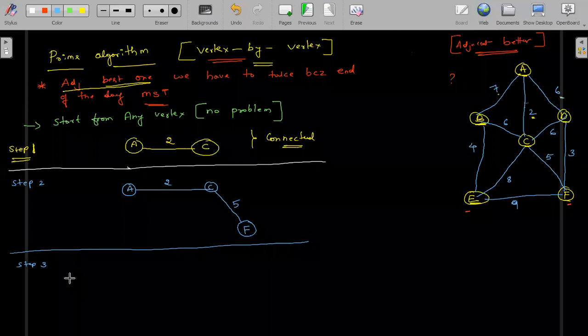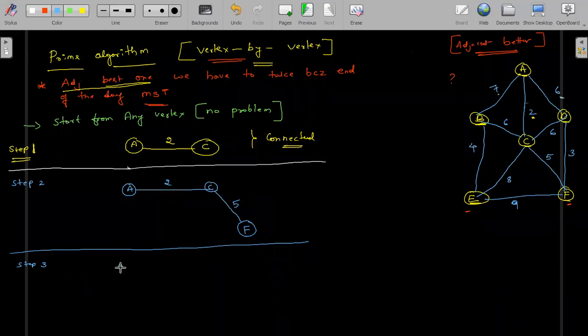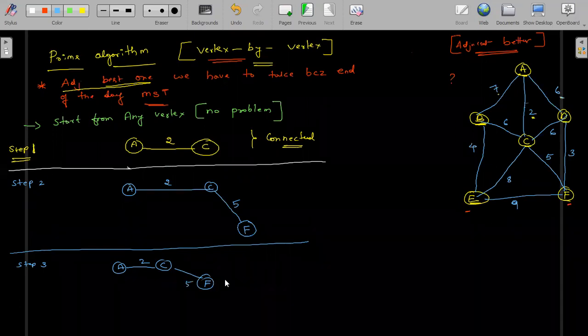Step 3. In this step 3, everything is fine. From A to C, that is over. That is 2. Fine, that is also over. Again C to F, that is also fine. That is 5.